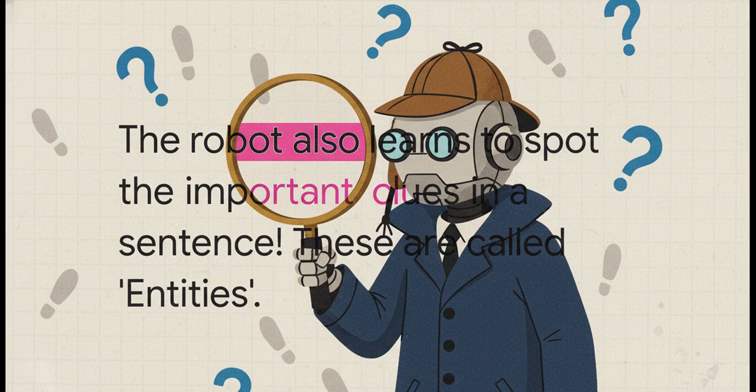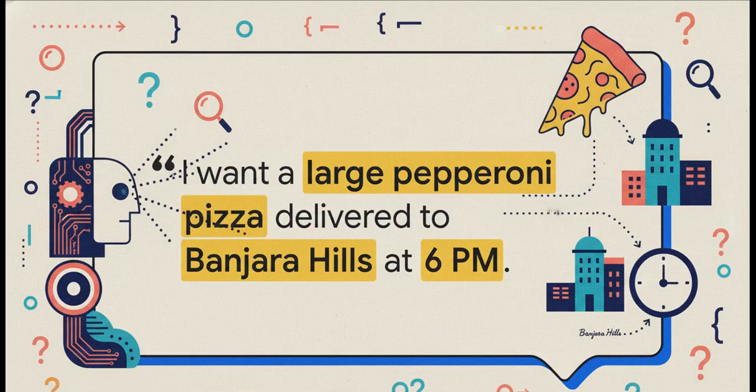For that, it has to become a super sleuth, like a detective. It needs to find the special clue words in a sentence. And these little clues have a special name. They're called entities. Okay, let's put on our detective hats with our robot. Look at this sentence. The robot looks for those clues, those entities. It sees large and thinks, "Aha, that's a size." Then it spots pepperoni and goes, "Ooh, that's a topping." It even finds the place, Banjarat Hills, and the time, 6 p.m. See, it's picking out all the important bits of information so it can get the job done right.